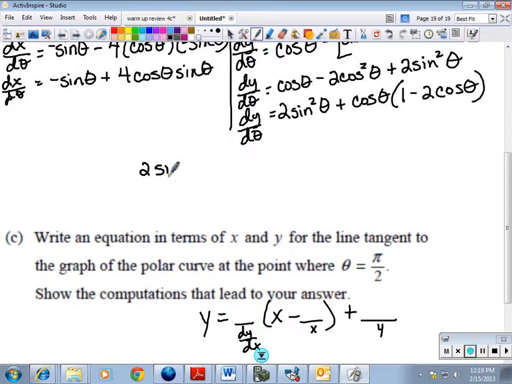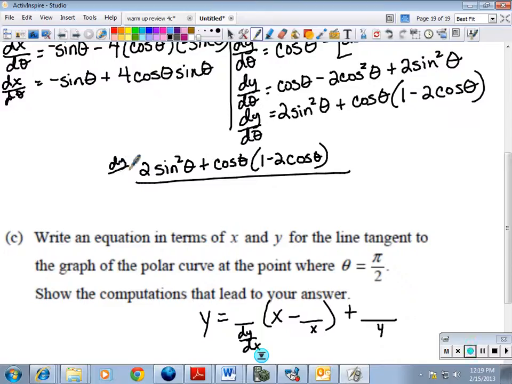So 2 sine squared of theta plus cosine of theta times 1 minus 2 cosine of theta over, this is dy, over dx d theta, which is negative sine of theta plus 4 cosine of theta sine of theta. So that's going to give me this. The thetas cancel, so I got dy dx. Now I just need to plug in my pi over 2 everywhere there's a theta.